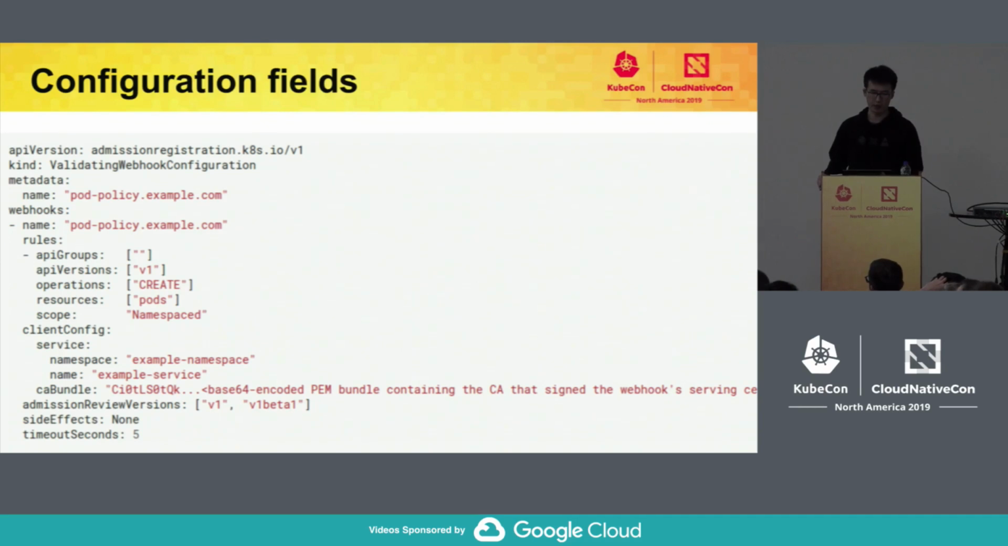The client config tells the API server how to talk to the webhook backend. The webhook doesn't have any side effect, and it has a 5-second timeout for the API server to call the webhook. There are some other optional fields for you to customize your webhook configuration, which are not shown here. I will explain them in more detail when we come across them in the best practices.